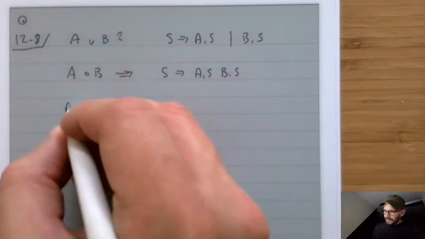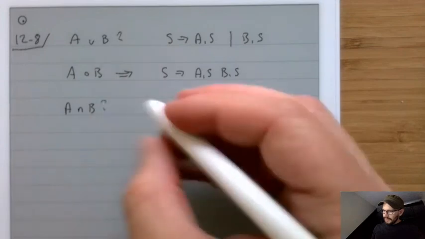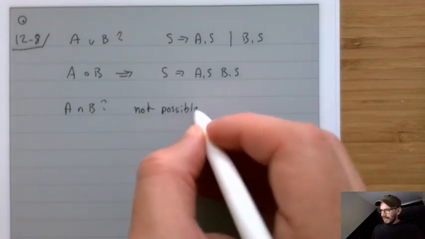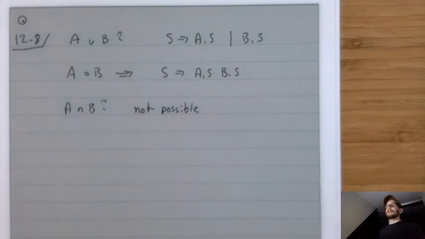Now, what about intersection? It turns out that this is not possible, but I cannot elaborate on why it's not possible right now. We'll talk about that later. All right. Now, one of the things that is most commonly done with context-free grammars is to use them for producing specifications for programming languages and things like that.